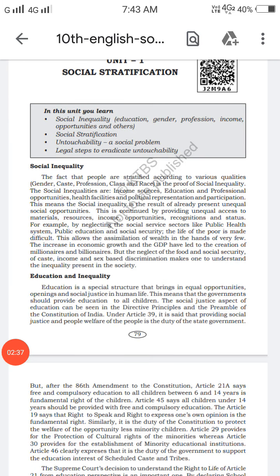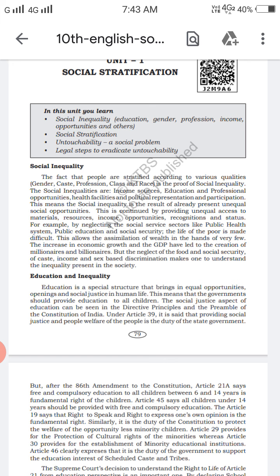Students, already I told you there is no society without social stratification. Under the name of various qualities like gender, caste, profession, class, and race, the society goes towards inequalities.